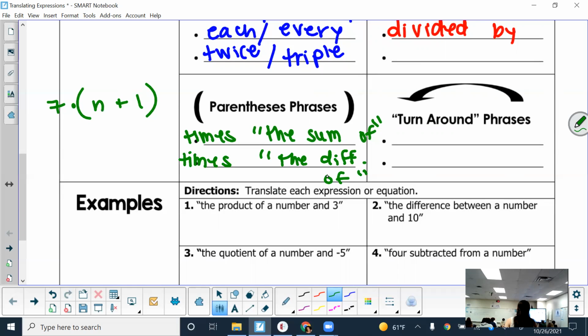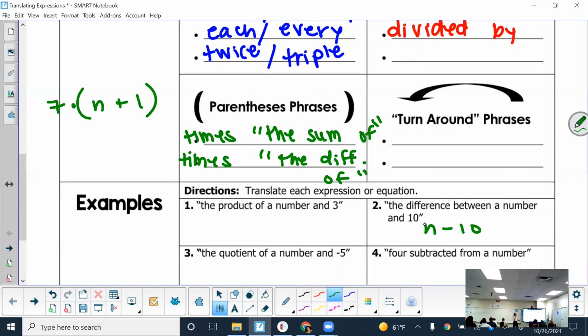All right, turnaround phrases. I also call them switch words. So I normally will tell you to just follow the order of the sentence, right? Like the difference between a number and 10. You know, it's n minus 10. Now you fill that in for you.